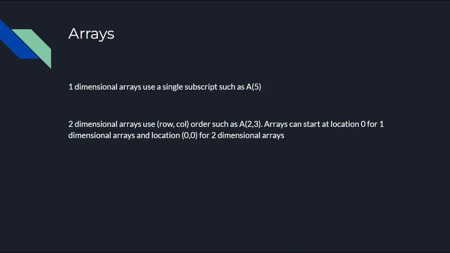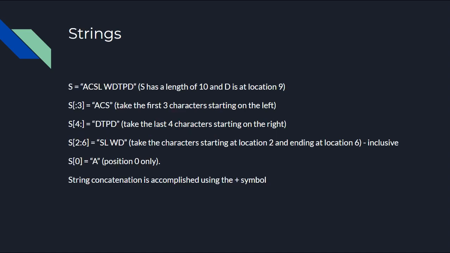Two-dimensional arrays use row column order. So A2, 3 would be the 3rd row and the 4th column. As you can read here, 0 is the first location for a one-dimensional array, and 0, 0 is the first location, or the top left location for a two-dimensional array.